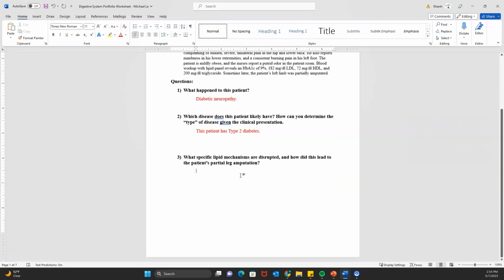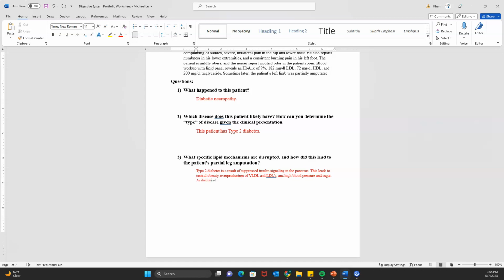And what specific lipid mechanisms are disrupted? And how did this lead to the patient's partial leg amputation? Type 2 diabetes is a result of suppressed insulin signaling in the pancreas. This leads to central obesity, overproduction of VLDLs and LDLs, as you can see through the lipid panel, and of course, high blood pressure and high blood sugar, which you can see in the blood panel as well.